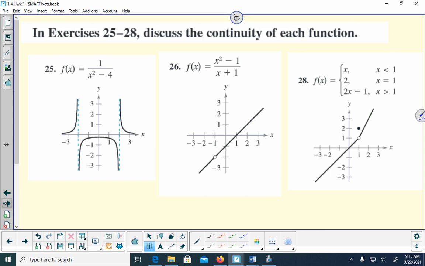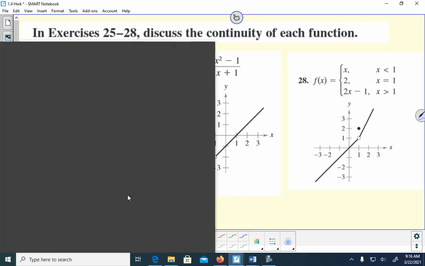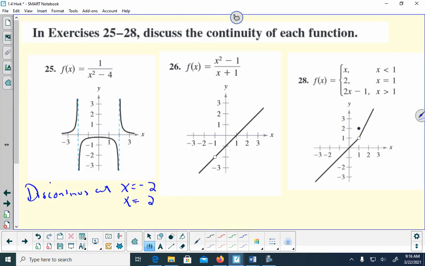Numbers 25 through 28 discuss the continuity of each function. I'm looking at the graph. So if I'm talking about whether this function is continuous or discontinuous, I'm going to say that this graph is discontinuous. And there's two places where it's discontinuous. One is going to be x is equal to -2. The other place is x is equal to 2.